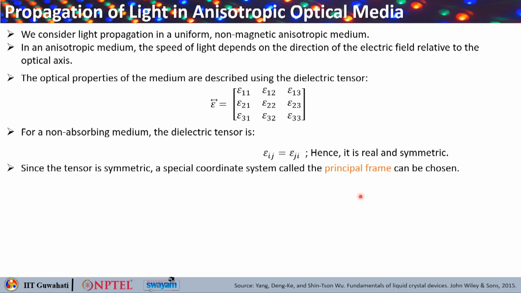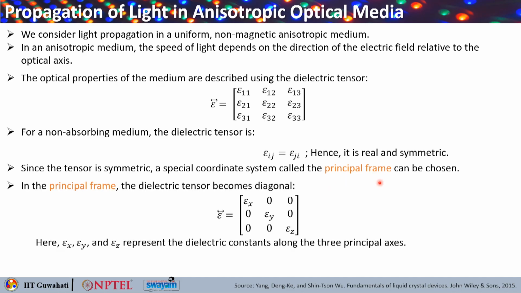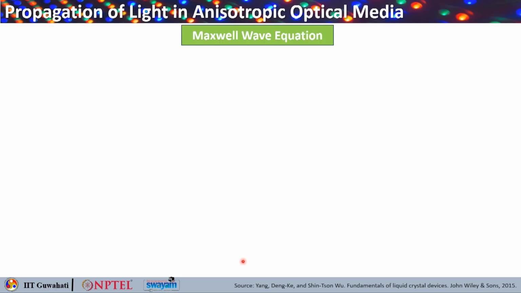And when the tensor becomes symmetric, a special coordinate system called the principal frame can be chosen for the analysis. In the principal frame, you will see that the dielectric tensor basically becomes diagonal. It will have only 3 non-zero elements along the diagonal. One is epsilon x, the other one is epsilon y, and this one, epsilon 3, is basically epsilon z. So this is epsilon 2, this is epsilon 1. So these basically represent the dielectric constant along the three principal axes.